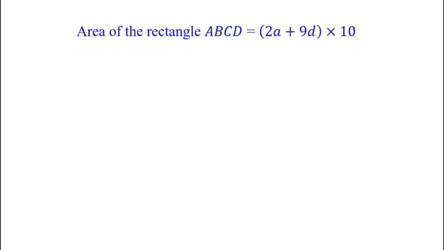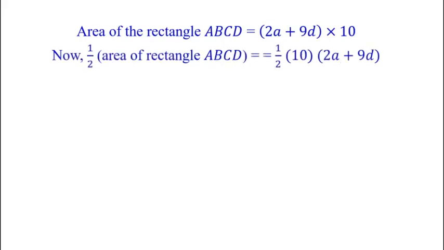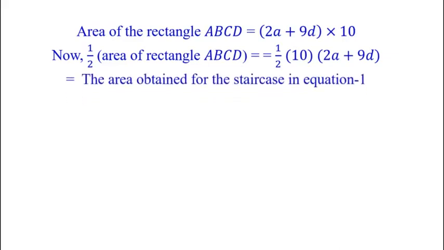So area of the rectangle ABCD is equal to 2a plus 9d into 10. So this is length into breadth. So now half of the area of the rectangle ABCD is equal to half of 10 into 2a plus 9d. So this is equal to the area of the staircase in equation 1.